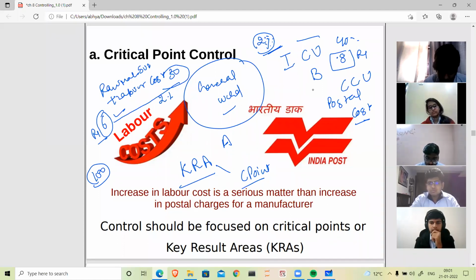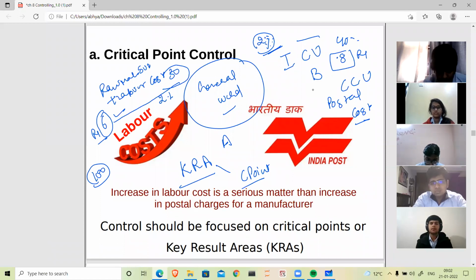So which is more critical from your viewpoint? Which is more critical, labor cost or postal cost? Definitely it's labor cost. So if you are a manager and two deviations are in front of you, which cost is to be considered first? Which cost needs immediate attention? Critical point, which is most critical? So each and every one will be giving me the same answer, that it's labor cost.